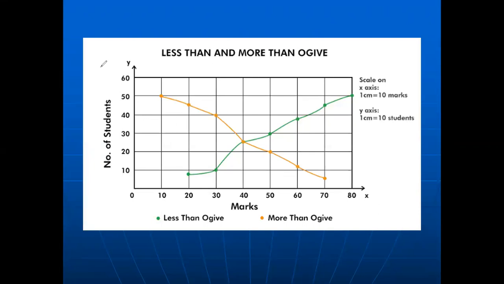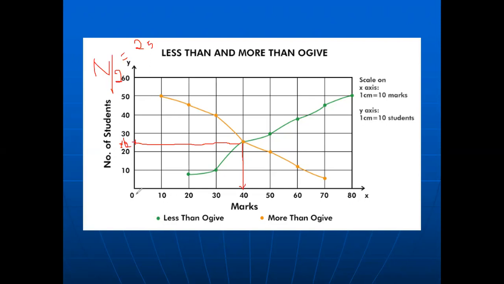Now n by 2, that will be equal to 50 divided by 2, it is 25. So that 25 you have to locate here. This is n by 2. From here, you have to draw a straight line. Usually that straight line will be meeting at the intersection point. So from this, you have to draw a perpendicular line to the x-axis.